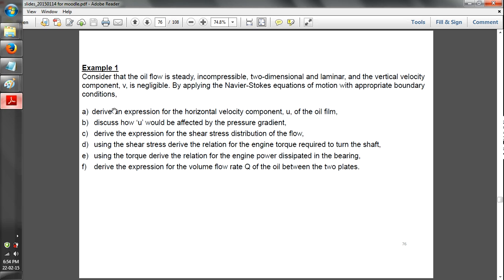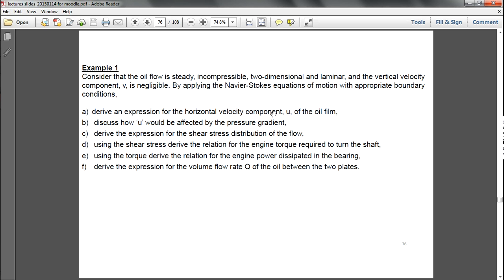So just to recap, we derived our horizontal velocity component U, and then we used this U to derive the shear stress. The shear stress is due to the moving of the shaft, the turning of the shaft, and the friction caused by the bearing itself. The bearing is stagnant, right? But it generates certain frictional force, preventing the shaft from turning. I hope you get what I mean.